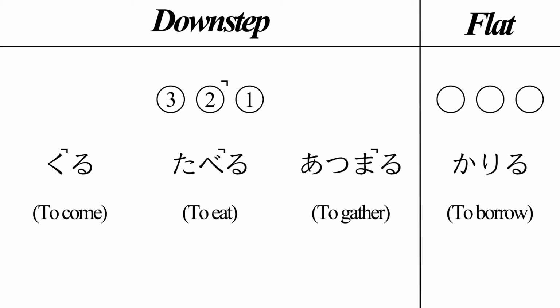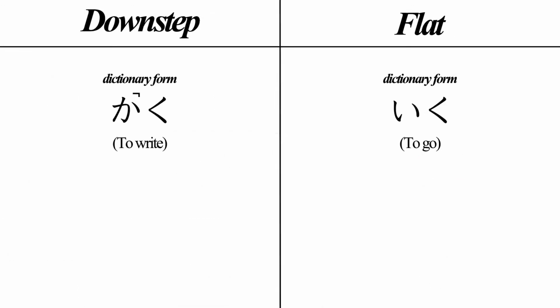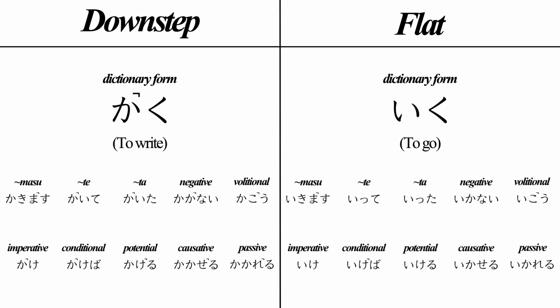By the way, this categorization has nothing to do with 3 groups of verbs some of you have probably learned already. For example, る verbs can be a downstep type or a flat type. Once you identify whether a verb is a downstep type or a flat type in the dictionary form, you can tell where the accent falls when a verb conjugates and turns into different forms. So let's learn about which mora is accented when a verb turns into different forms for downstep type verbs and the flat type verbs respectively.